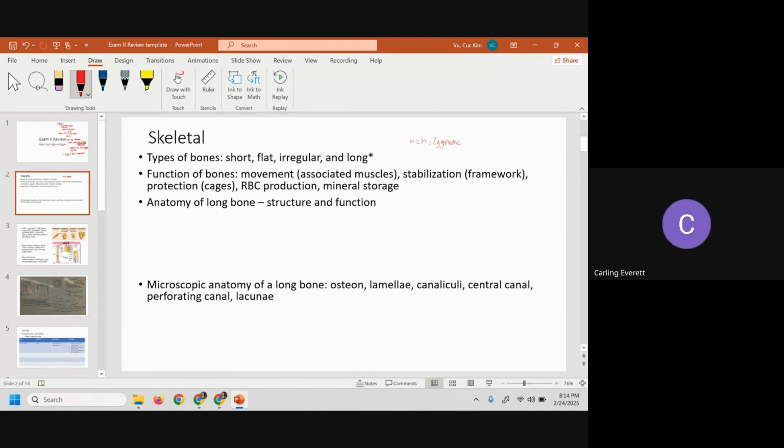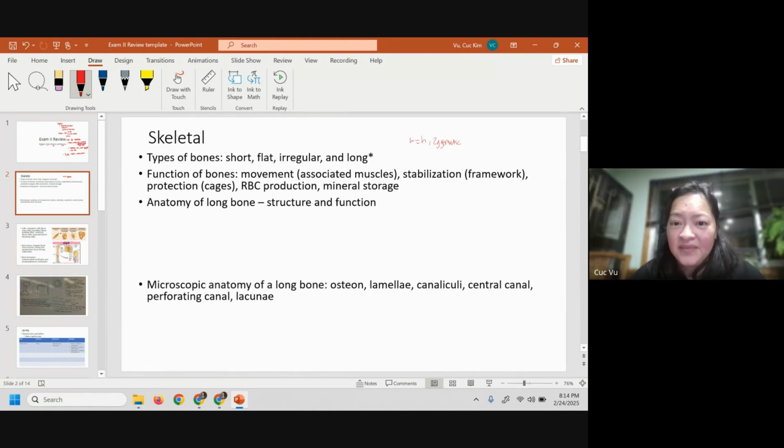Irregular? Yeah, exactly. Okay, so irregular bone. So that's the type of questions I can ask from that type of question. So another thing you should know is function of bones.